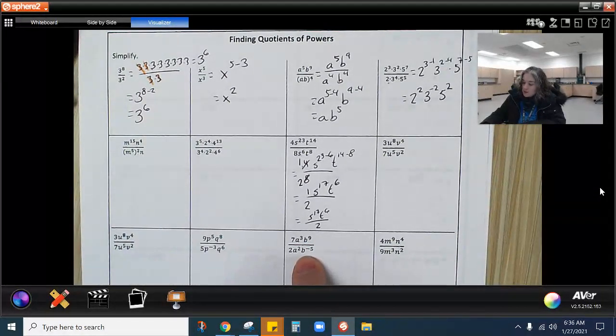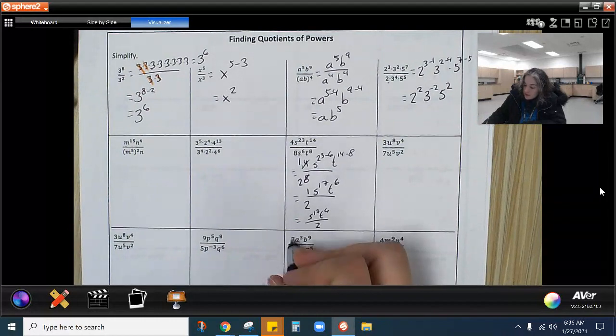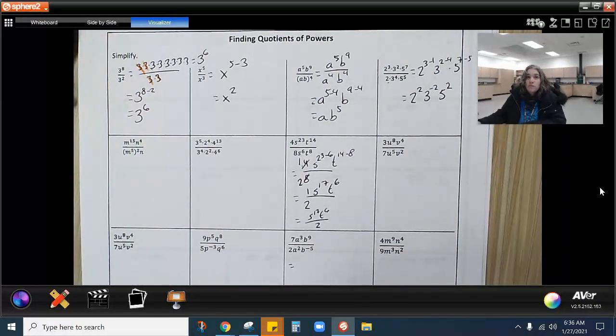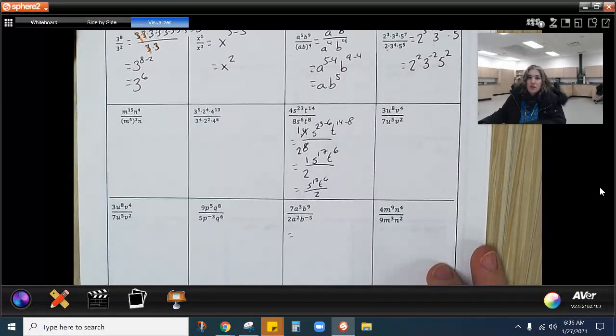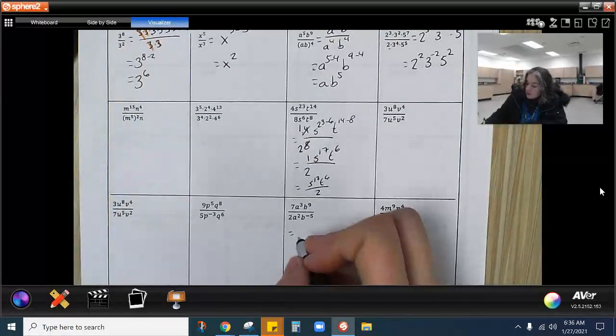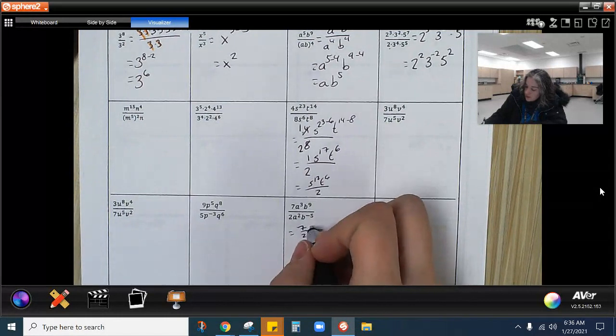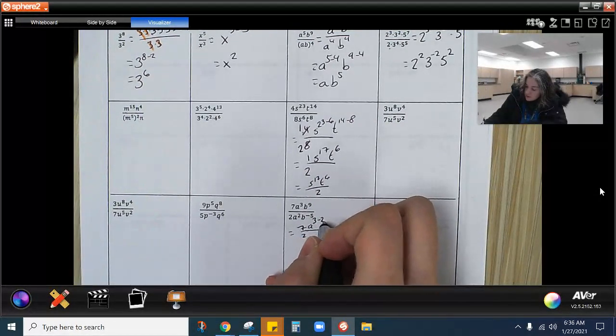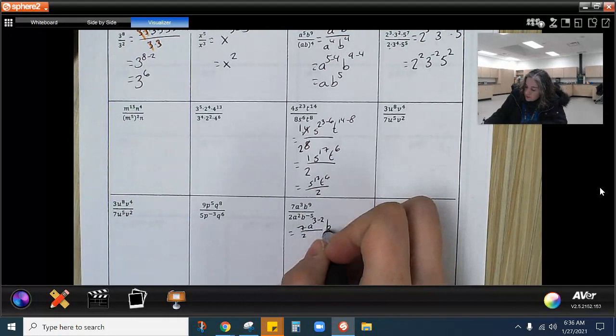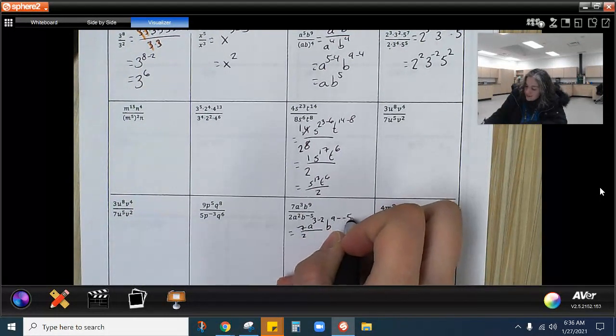All right, this is the next one I want us to look at. We've got 7 divided by 2 there. It just hangs out. I mean, you could write a decimal, but don't. Fractions are always better, remember? So 7 over 2. And then we've got an a cubed minus 2, and we've got a b to the 9th minus negative 5.